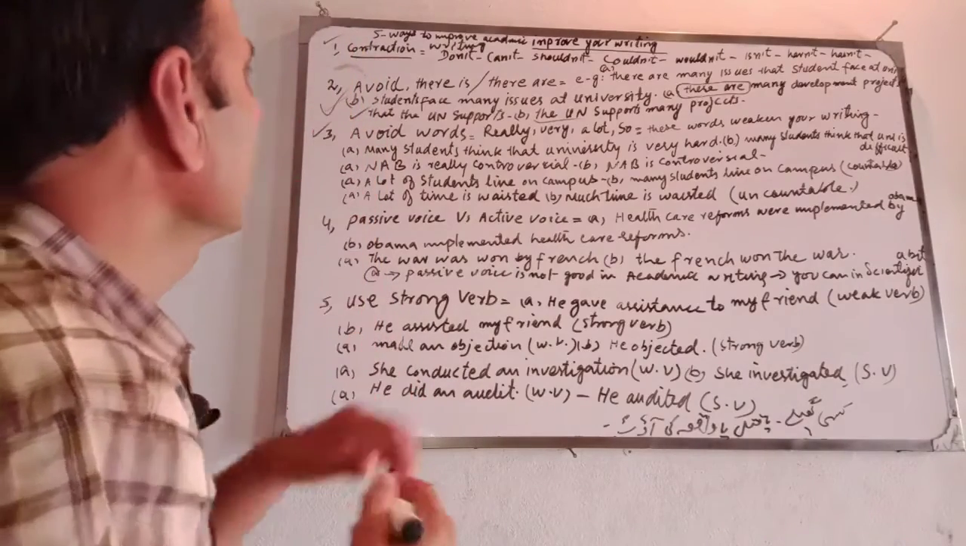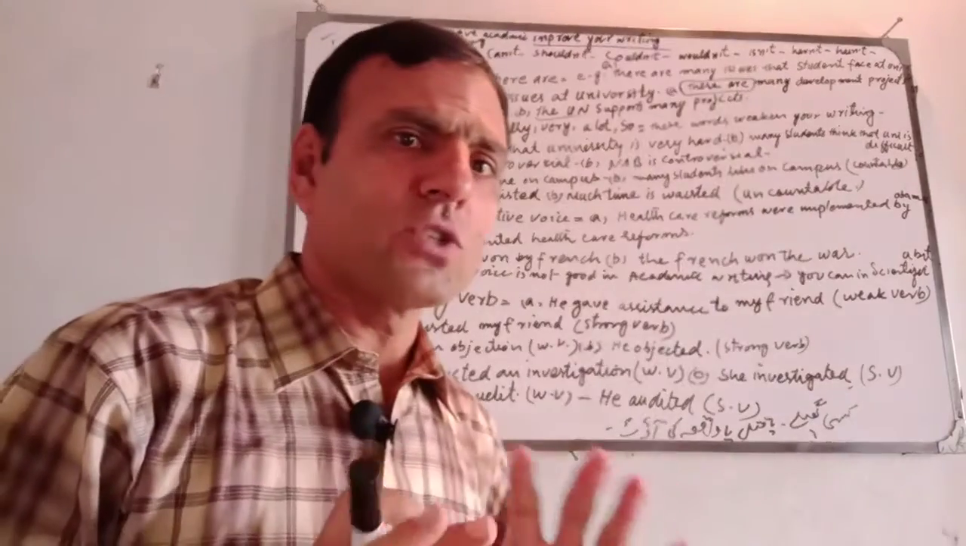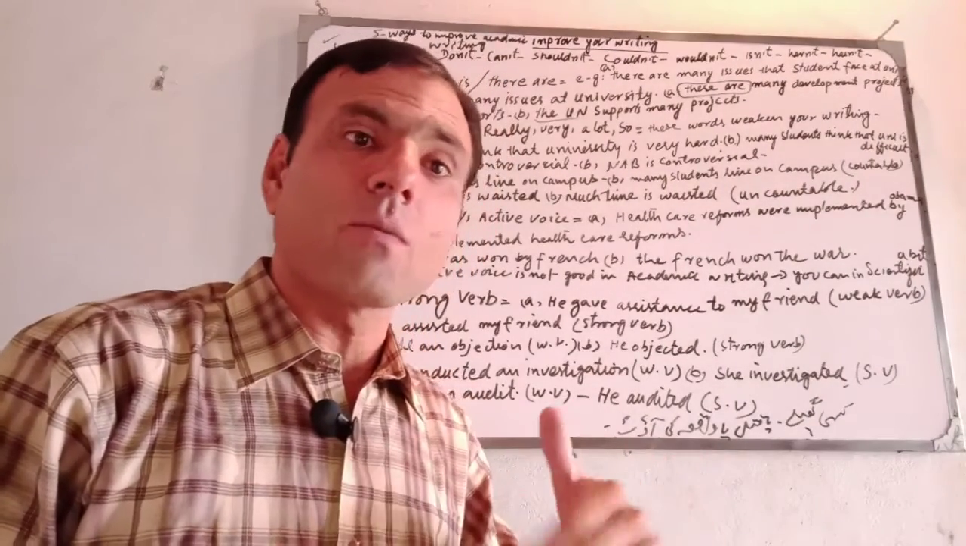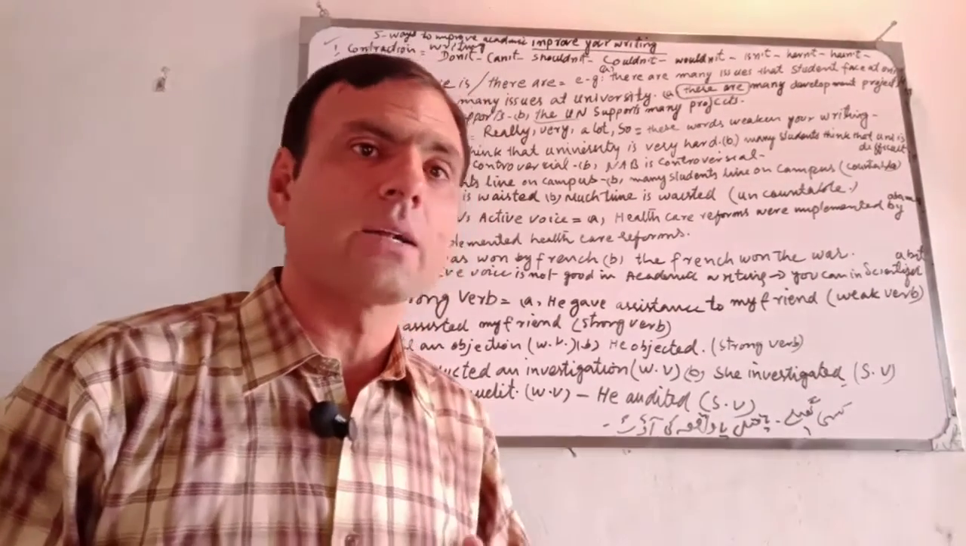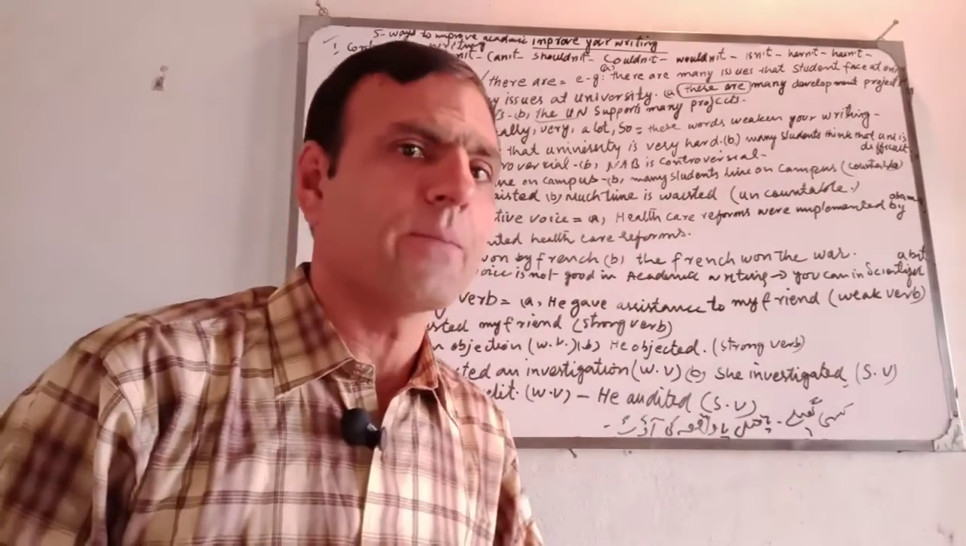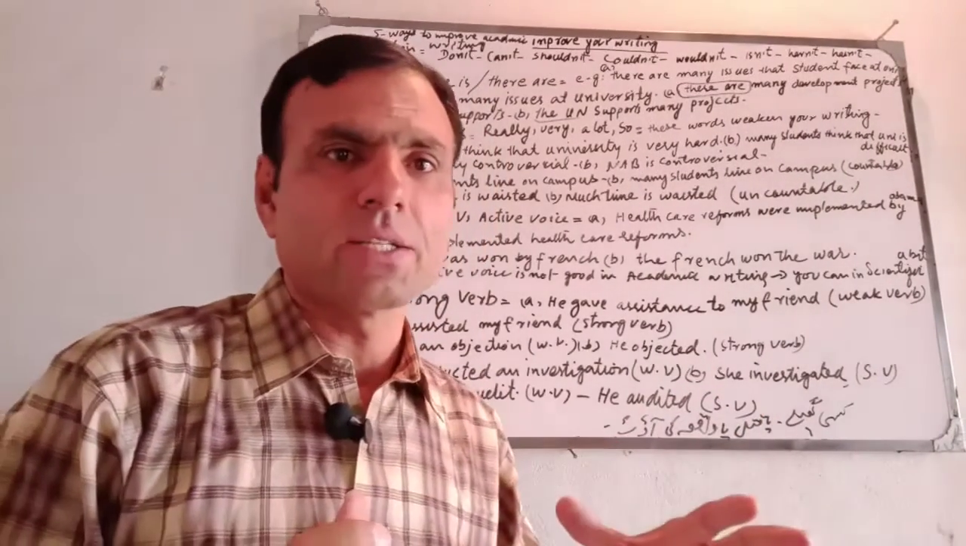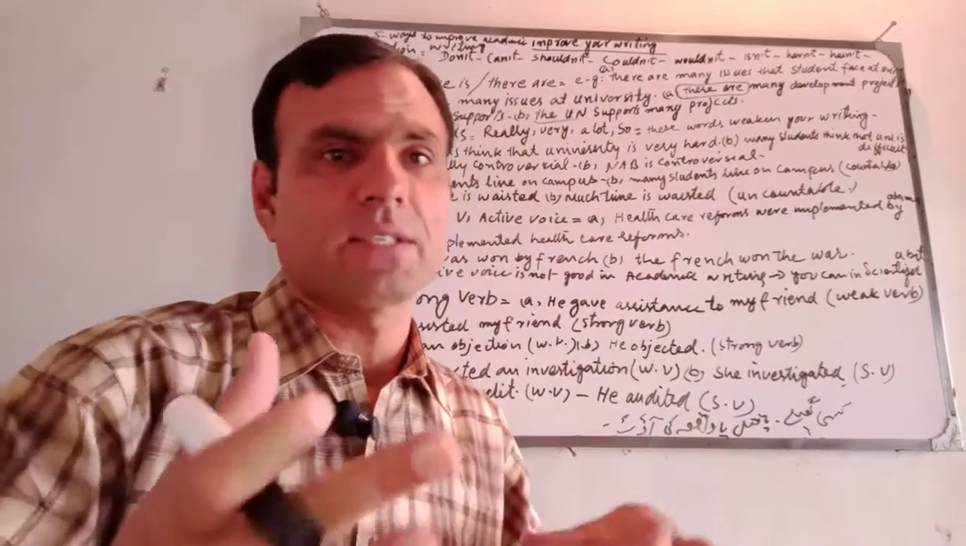Tip number 3. In tip number 2, we just removed there is and there are. Mostly people write, the students write, so this is not a good thing, okay? Just avoid writing there is and there are at the start of a sentence.